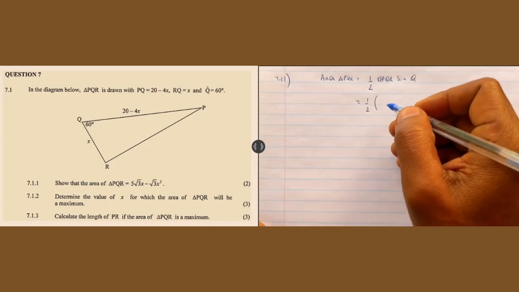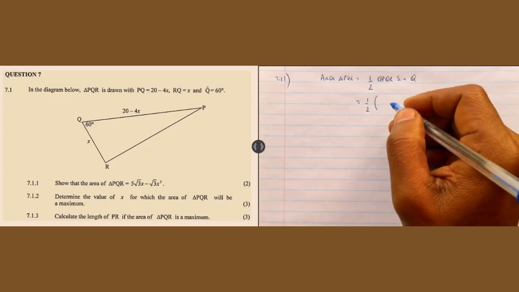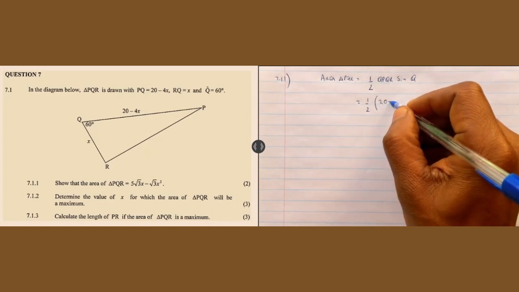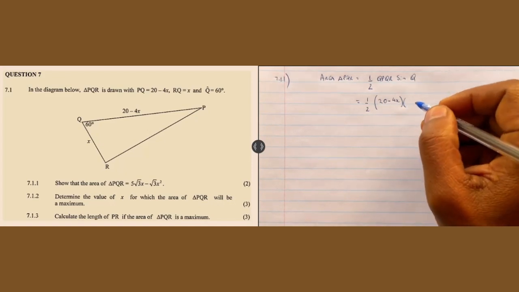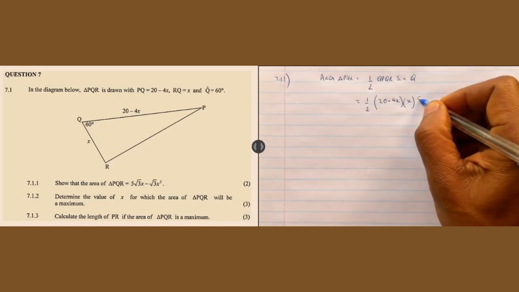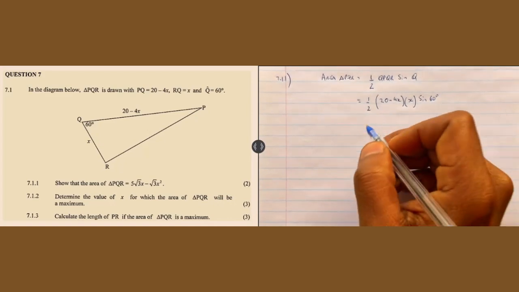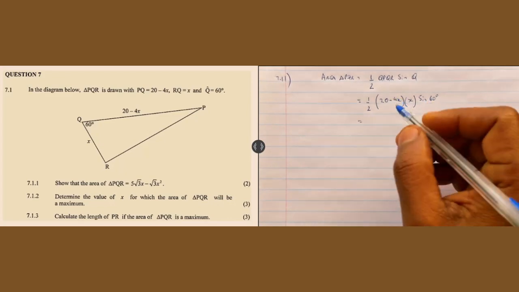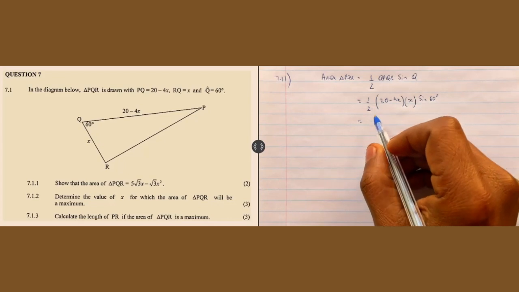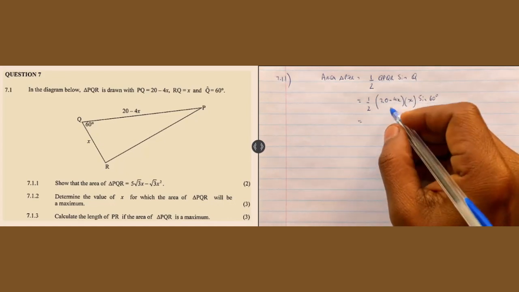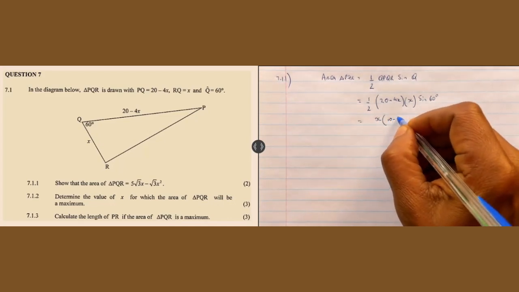Okay. So my, what is it? My QP is what? It is 20 minus 4x, isn't it? Okay. And then my QR is x. Then my sine is what? Sine 60 degrees, isn't it? Okay. Then what do I have? So what I'm going to do, because I have a half, which has a 2, I'm going to have my x, and I'm going to have 10 minus 2x.